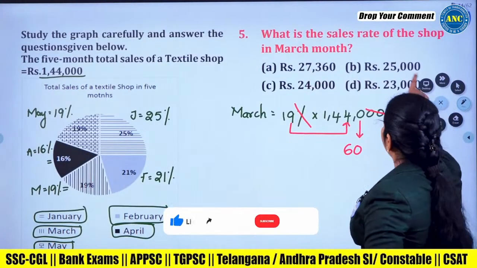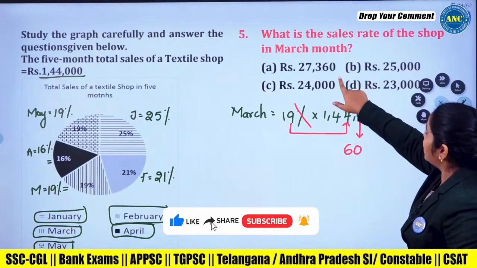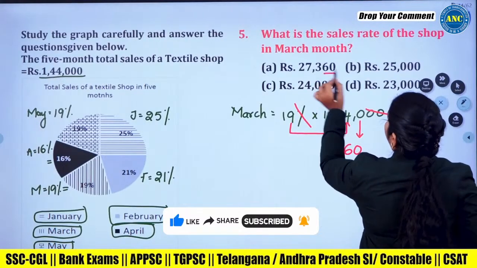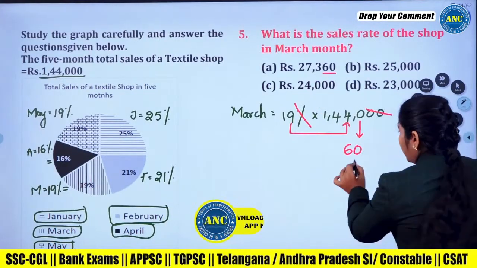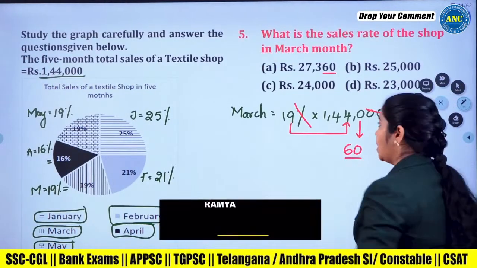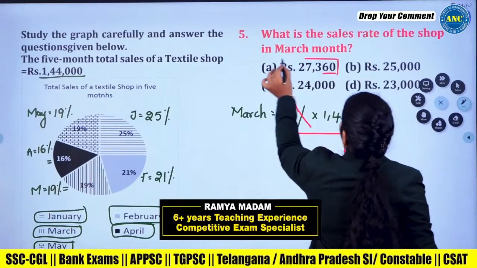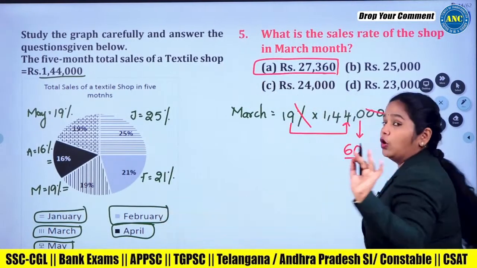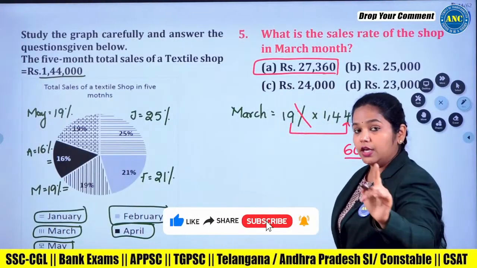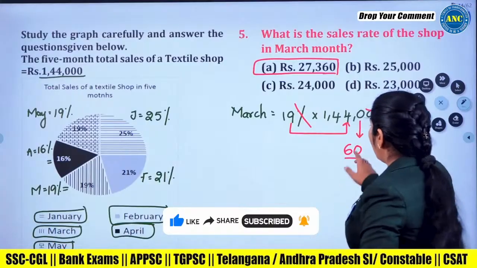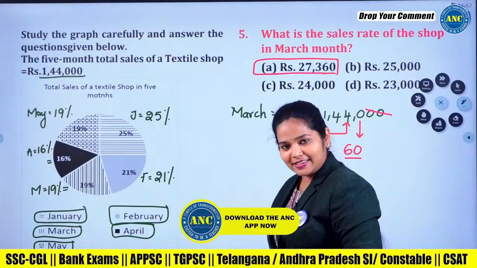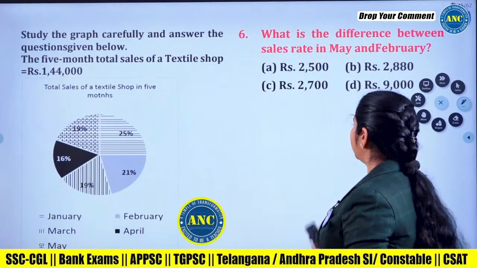Check for the options. In the options, if you observe the last 2 digits, only in option A you can see the last 2 digits 60. Here we got last 2 digits 60. So, which is the correct answer? Option A is the correct answer. No further calculation required here. You are getting my point? Option A, 60 is the correct answer. Done. Next question.